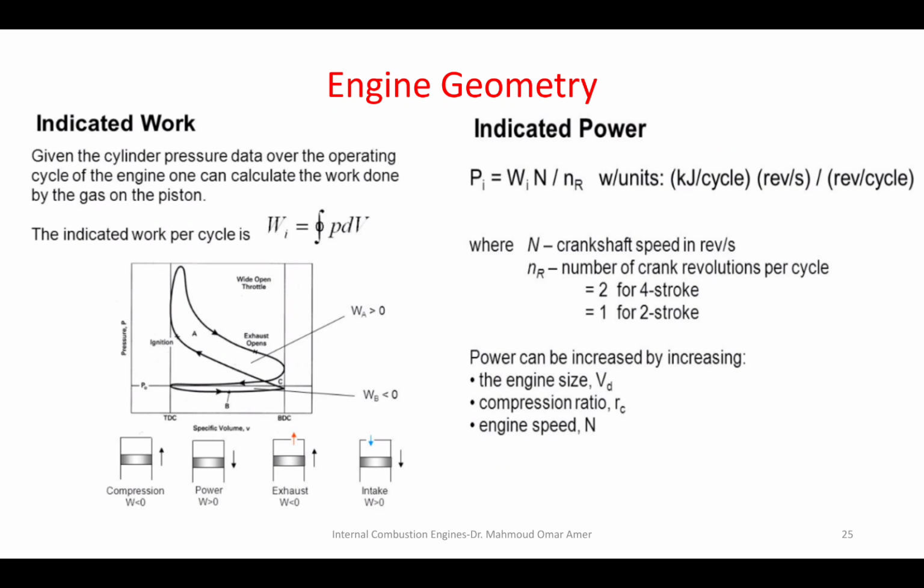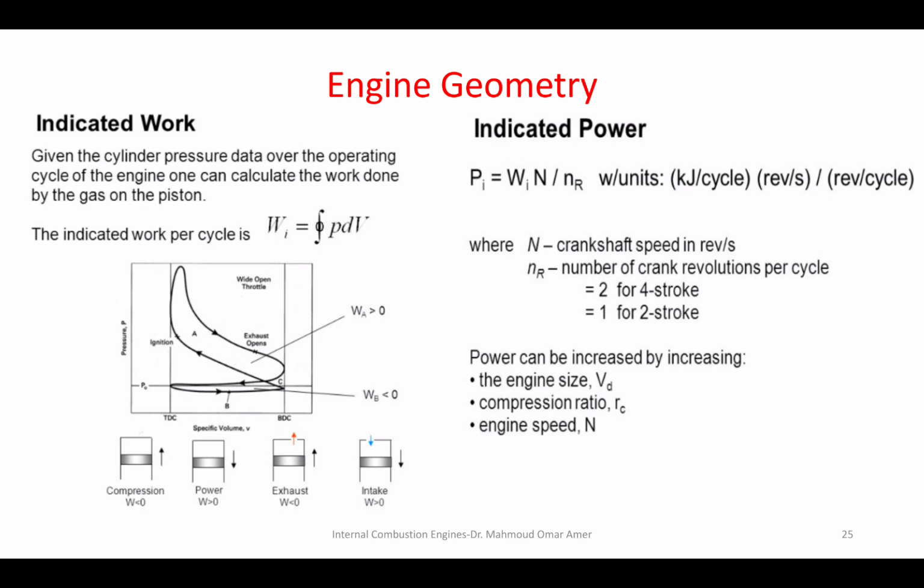You divide the work by time units, you get the power. So if we try to calculate the power, it's work per cycle, which is this. If you integrate this curve, you get the work per one cycle, right? So the work is kilojoules per cycle. You need to multiply it by cycles per second to get kilojoules per second, and to get power, which is watts or kilowatts. Right?